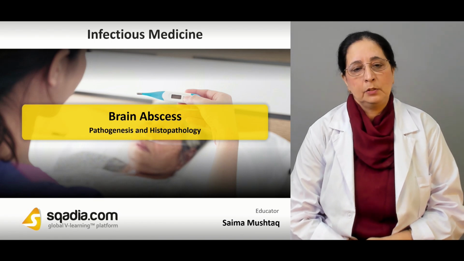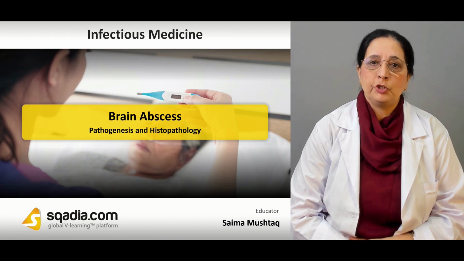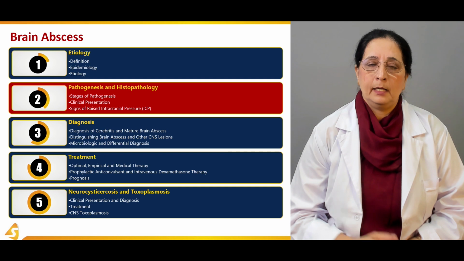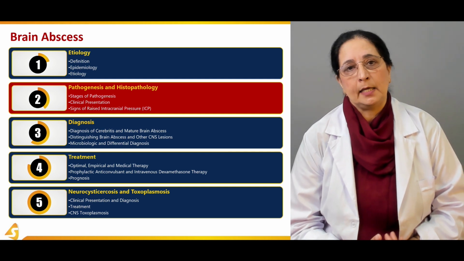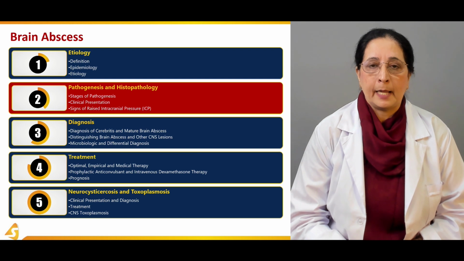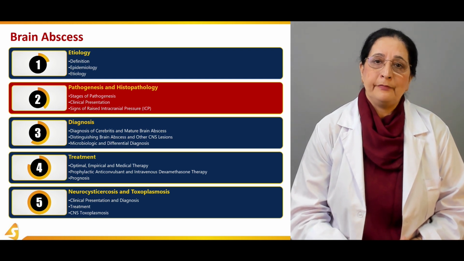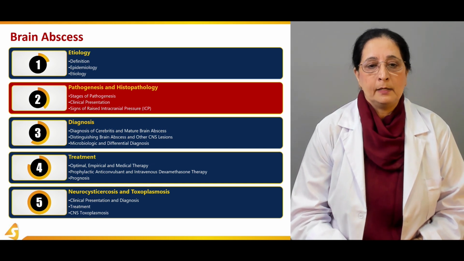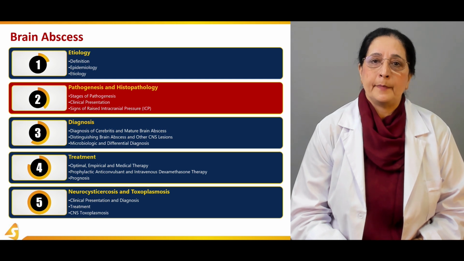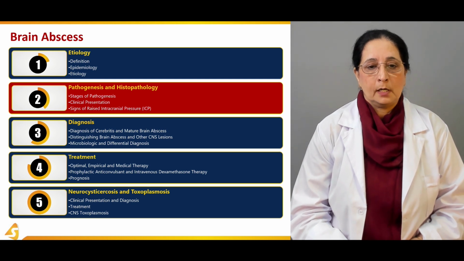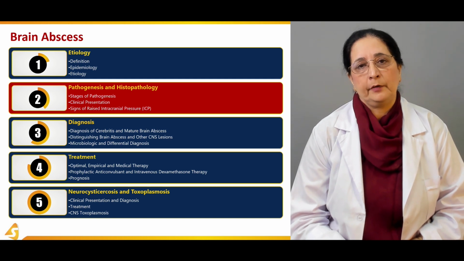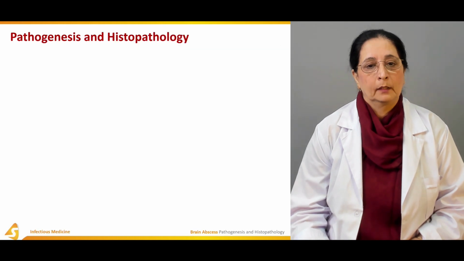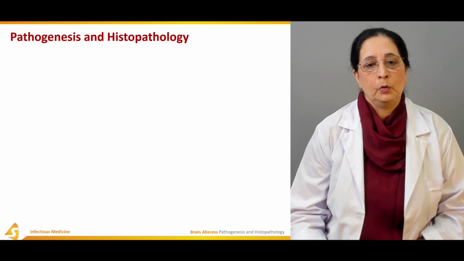Now let's move on to the pathogenesis and histopathology of the brain abscess. In this section we will talk about the different stages of pathogenesis, how it develops and forms, how a patient with brain abscess will present, and what the signs of raised intracranial pressure are as a result of the brain abscess.